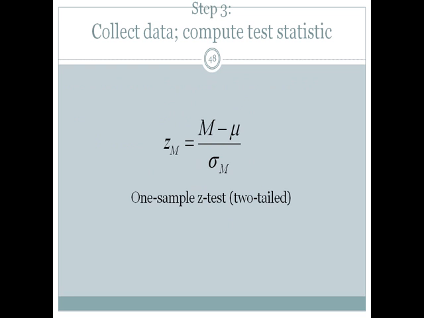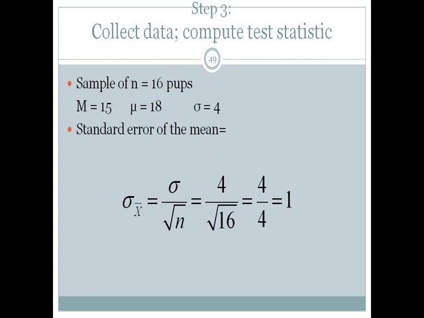So let's say in this example that we have a sample of 16 pups. The mean weight is 15. We already said that the mean weight for normal pups is 18. And in our sample, we see that the mean is a little bit lower. So let's test and see if the statistical test puts us in the critical region. We have the standard deviation of the population, which is 4. So we use that to calculate the standard error of the mean.